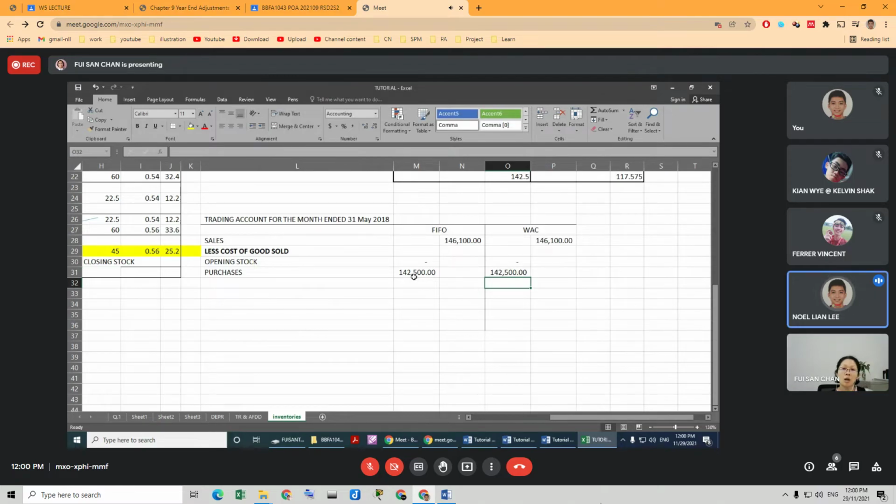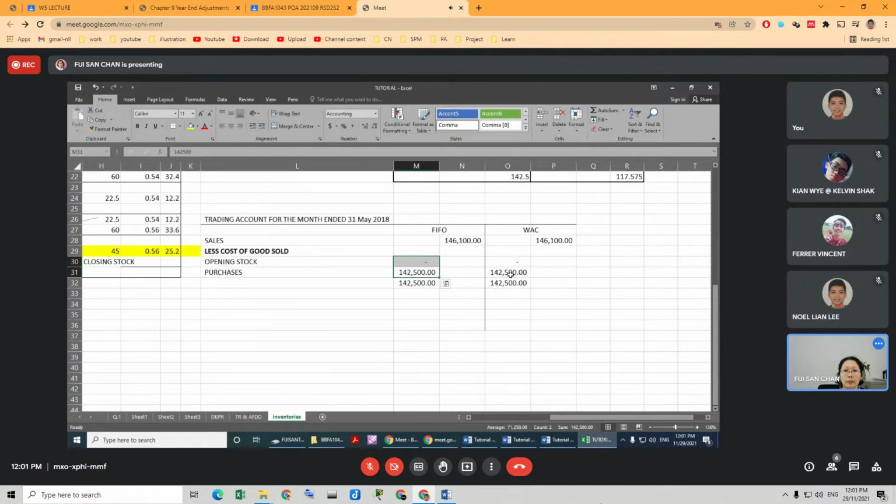Miss, why are the sales different? Sorry? Why are the sales the same, the FIFO and the weighted average? Yeah, same. Sales is the same. Why not the same? Oh, I see. Sales is the same. The only difference is the closing stock value is not the same. Yeah. Then your closing stock. Okay, so this one, second class. Don't skip. If I skip, later you don't know what's going on.